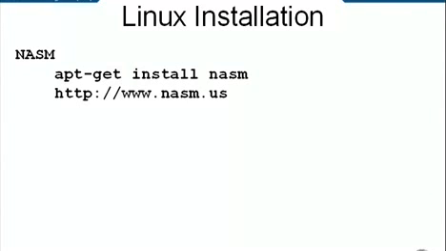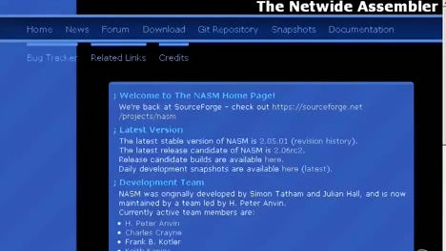Go to this website, www.nasm.us. Here you'll find news about the current status of the assembler and links to other information. You'll find the latest version of the assembler and the documentation at this site. The Internet has a tendency to change, so it may look different by the time you get here. When I did it, it worked like this.